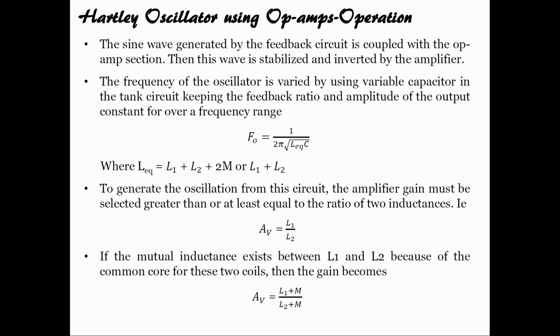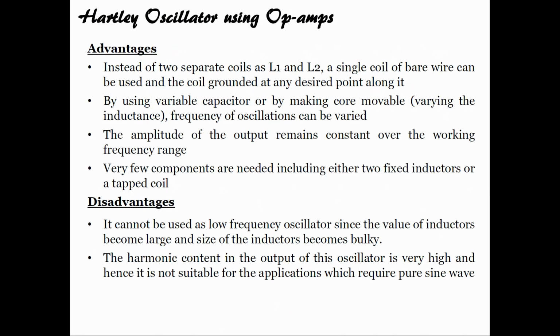To generate oscillation from this circuit, the amplifier gain must be greater than or equal to the ratio of the 2 inductances. That means the amplifier gain should be at least equal to L1 by L2. If there is a mutual inductance that exists between L1 and L2 because of the common core, then the gain becomes L1 plus M by L2 plus M.